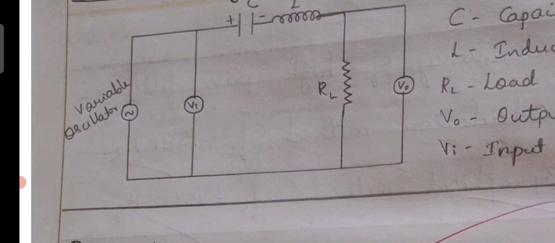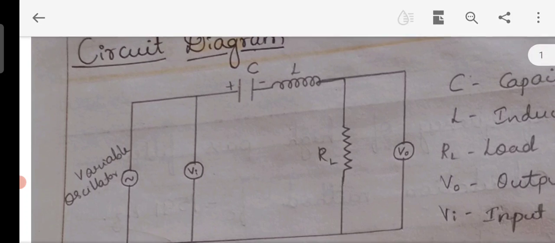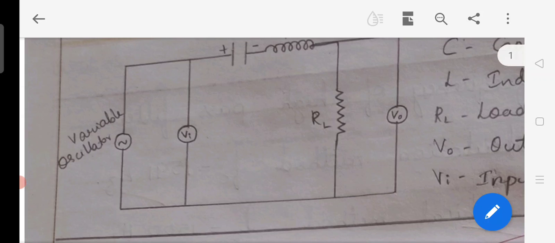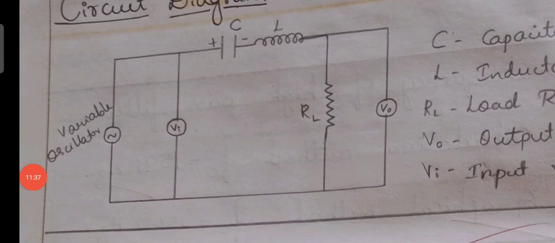I repeat the circuit: the function generator's one end, that is the positive end, is connected to one end of the capacitor. The other end of the capacitor is connected to the inductor. The other end of the inductor is connected to the resistance. The other end of the resistance is connected to the function generator's negative end. Across the load resistance, we are going to measure the output by using a digital multimeter. Therefore, an output voltage is going to be drawn across the load resistance.